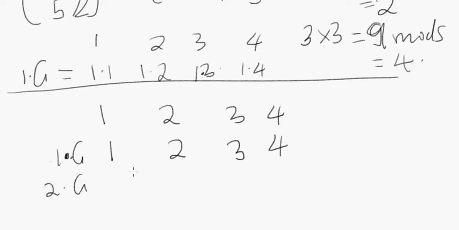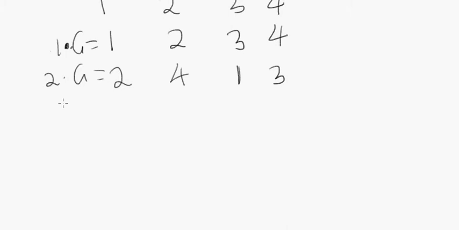What's 2G going to be? 2 times 1 is just 2. 2 times 2 is 4, mod 5 that's still 4. 2 times 3 is 6, and 6 mod 5 is just 1. 2 times 4 is 8, and 8 mod 5 is 3. So 2G equals this entire collection. The good thing about this group is that it's small.